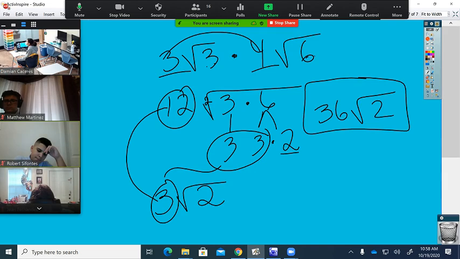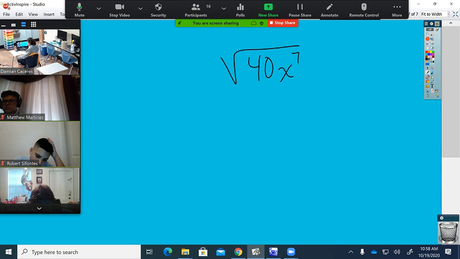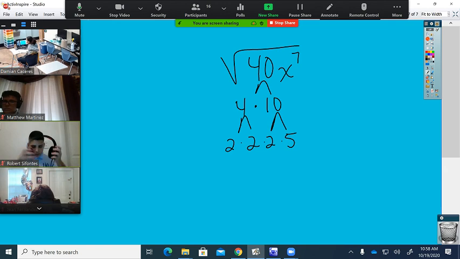Alright, next step, square root of 40 x to the 7. Now we throw variables in there. Now watch, the variables do not change the process. The process is exactly the same. 40 is going to get broken down to 4 times 10. 4 breaks down to 2 times 2. 10 breaks down to 2 times 5. So right now we have 2 times 2 times 2 times 5, which is 40.